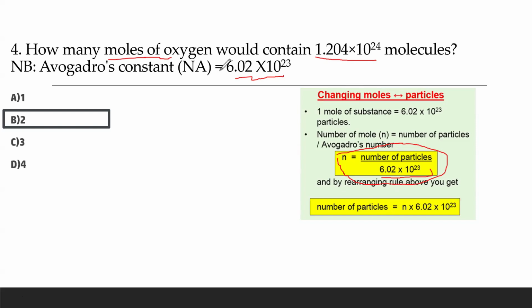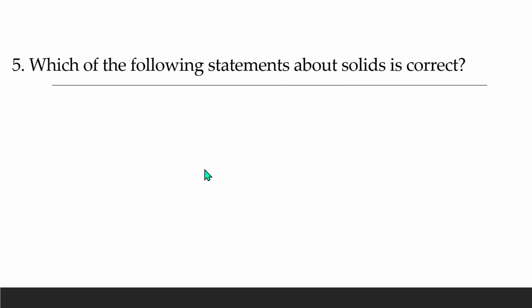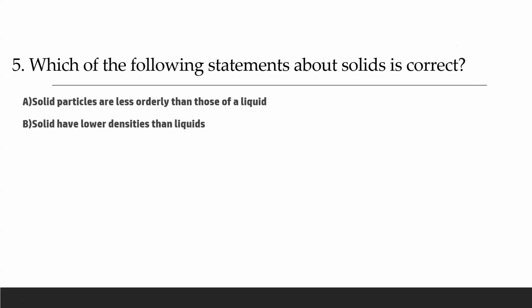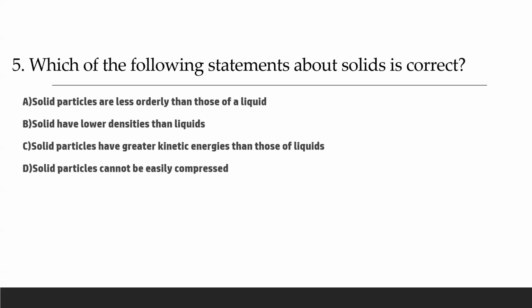So now let's look at the next question. Question 5, which of the following statements about solids is correct? A, solid particles are less orderly than those of the liquid. B, solids have lower densities than liquids. C, solid particles have greater kinetic energies than those of liquids. D, solid particles cannot be easily compressed.